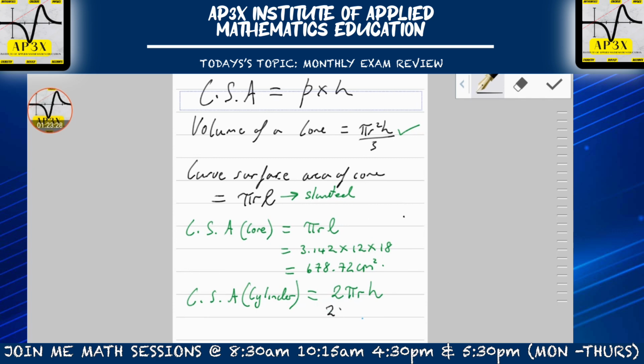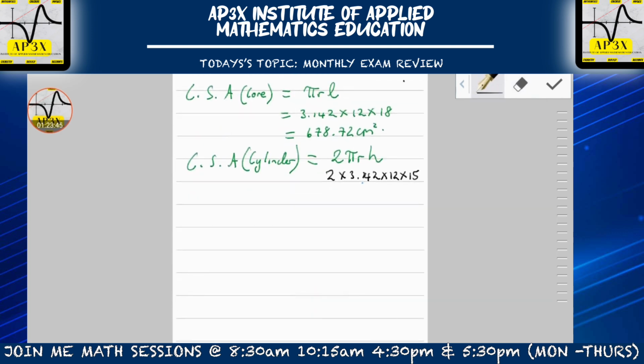that's going to be 2 multiplied by 3.142 multiplied by 12 multiplied by the height is 4. Oh, the height, pardon me, is 15 because we're doing the cylinder. So let's jump on our calculators. Then we have 2 multiplied by 3.142 multiplied by 12 multiplied by 15. We end up with an answer here of 1131.12 square centimeters.